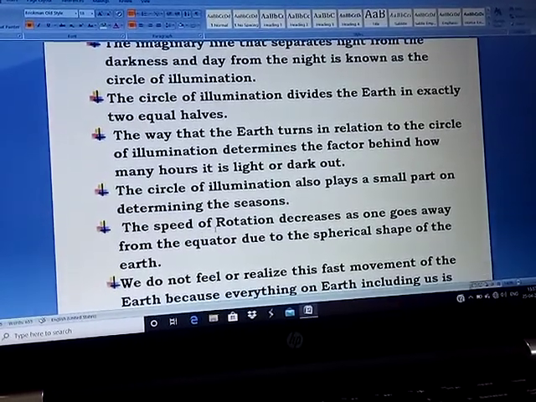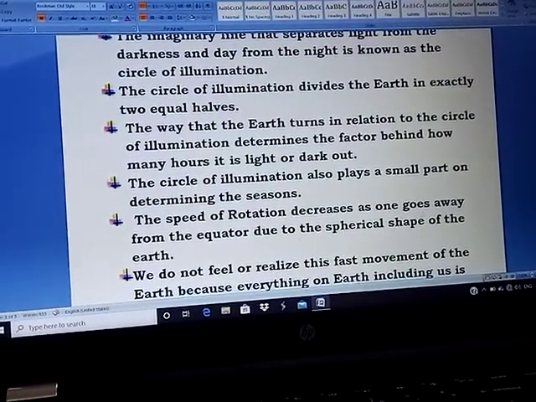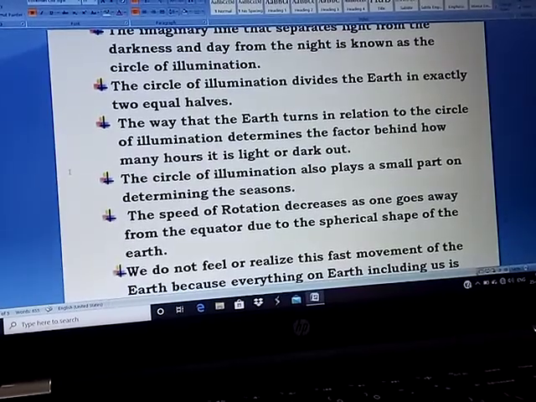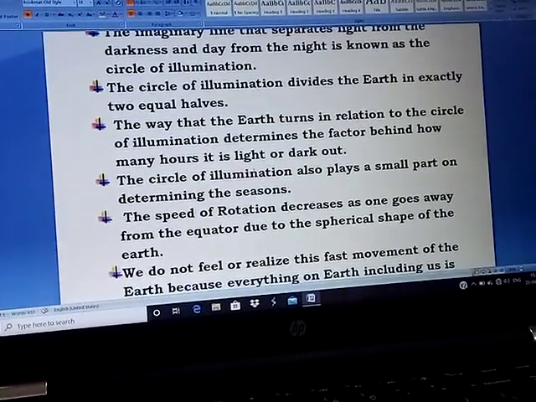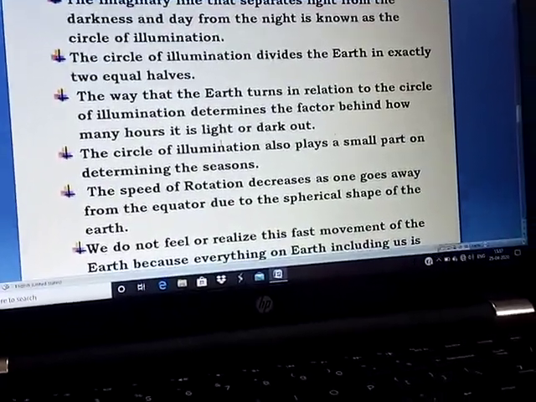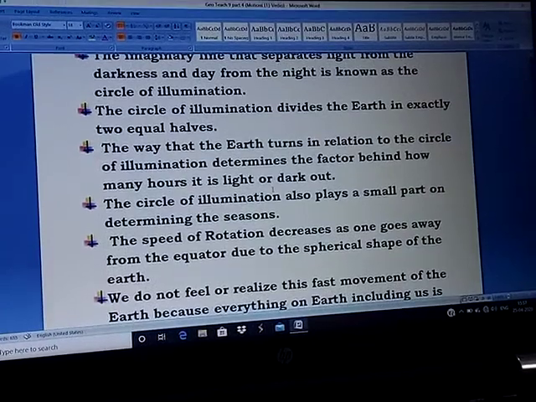The speed of rotation decreases as one goes away from the equator, because you know that at the equator the earth is bulging out, and therefore the diameter of the equator is much larger than the diameter as you go towards the pole.